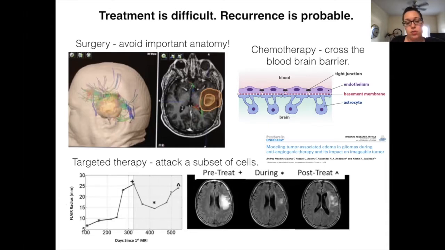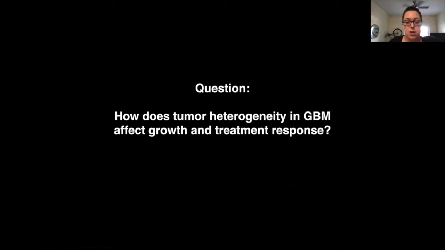And then targeted therapy or even chemotherapy can only possibly be attacking a subset of cells. And so you have this recurrence. And so that's the part that we really wanted to study there. And so the question that we were asking here is, how does tumor heterogeneity in GBM affect growth and treatment response?